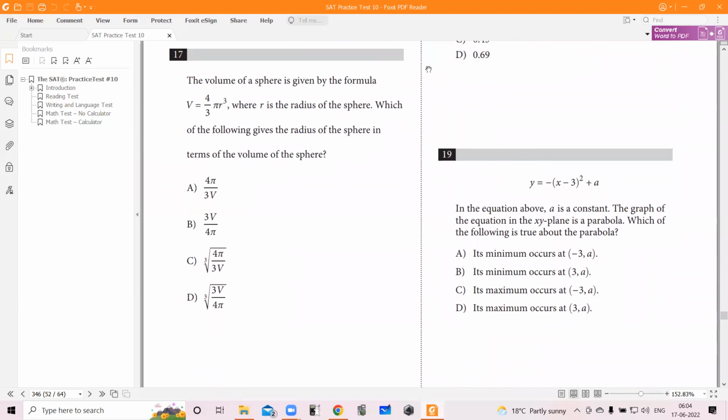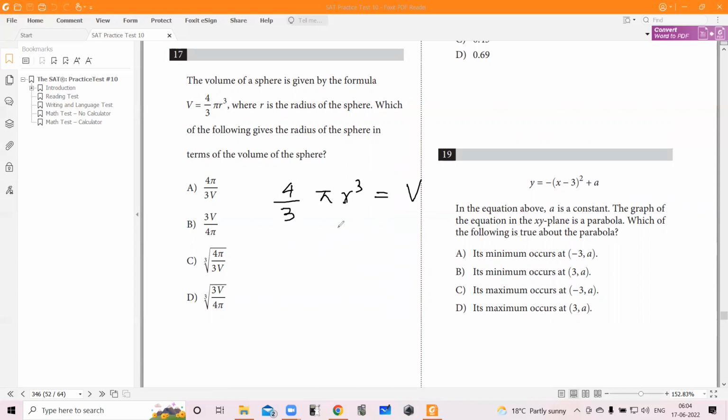Okay. So the volume of the sphere is 4/3 pi r cubed, and this is already given in the SAT also. R is the radius. Which of the following gives the radius of the sphere in terms of volume? So we had to calculate R. So I'll write here 4/3 pi r cubed is V.